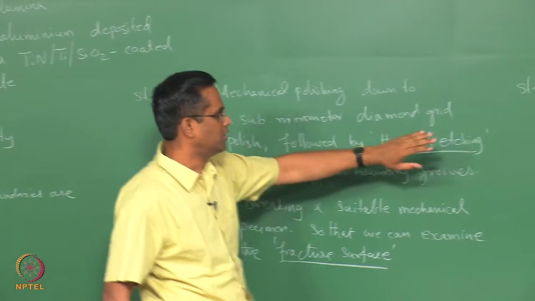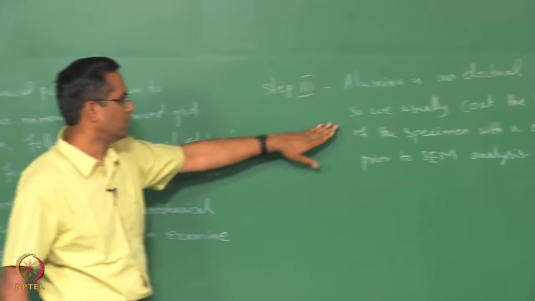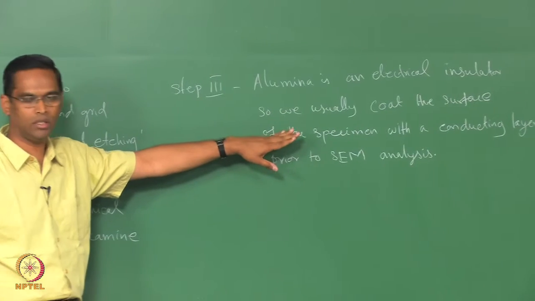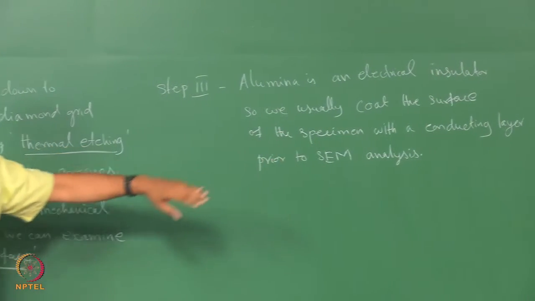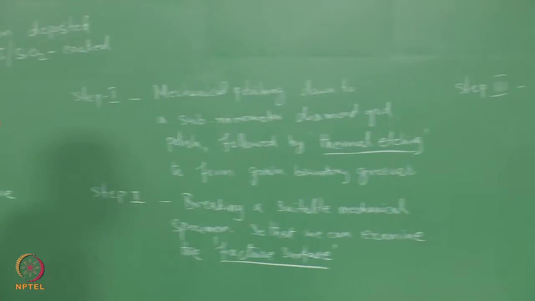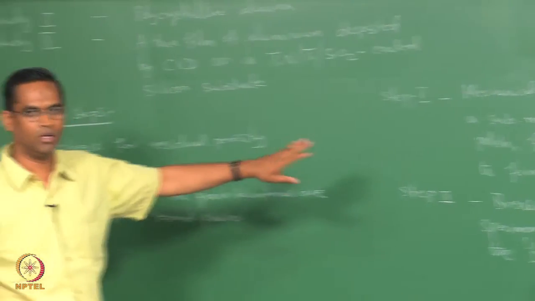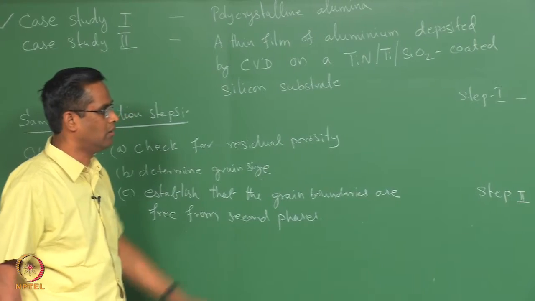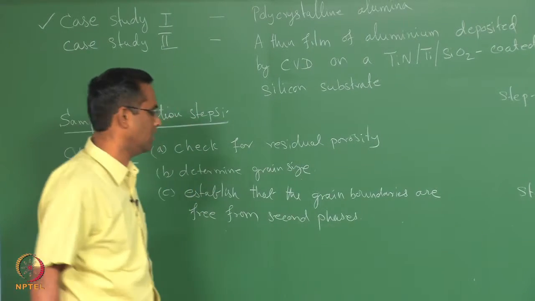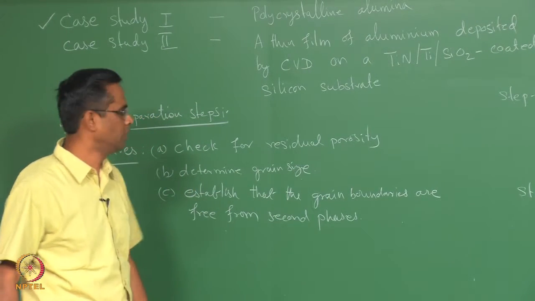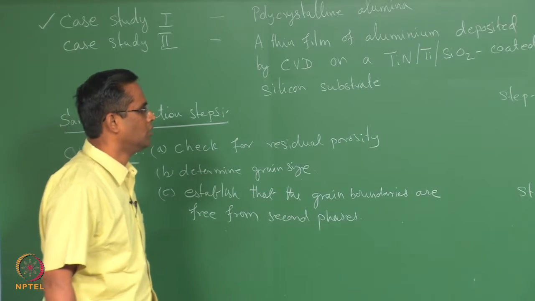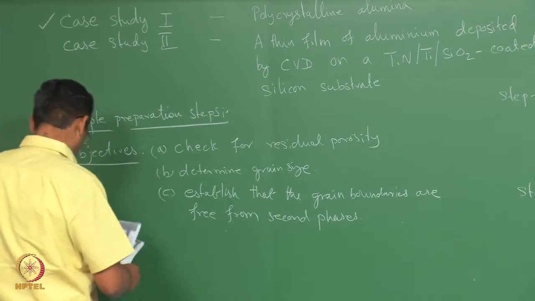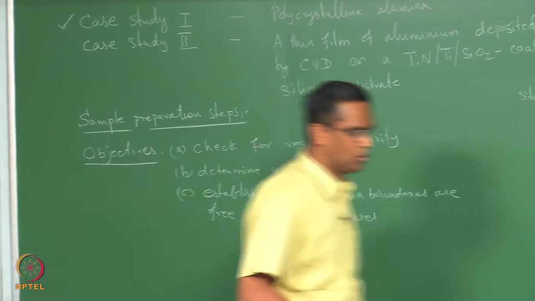And when you come to polishing, alumina is an electrical insulator. So, we need to coat the surface with some suitable conducting layer, whichever is available in your laboratory we can use, either a gold coating or a carbon coating, etc. Normally people use a coating unit.